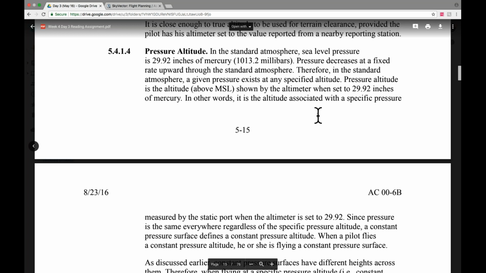In the standard atmosphere, sea level pressure is 29.92. Pressure decreases at a fixed rate upward through the standard atmosphere. Therefore, if the standard atmosphere is given, pressure exists at any specified altitude; the pressure altitude is the altitude above sea level shown by the altimeter when it is set to 29.92.